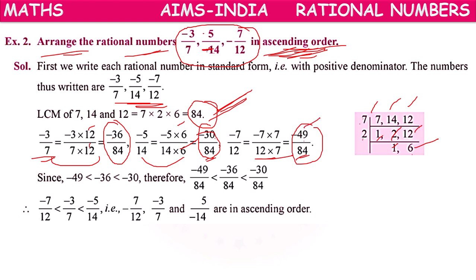In minus, greater will be lesser. Minus 49 is less than minus 36, which is less than minus 30. So this is the ascending order. Less, less, less. So less, more, more. Least one, then greatest. So we can replace them with the original fractions and write them in ascending order.